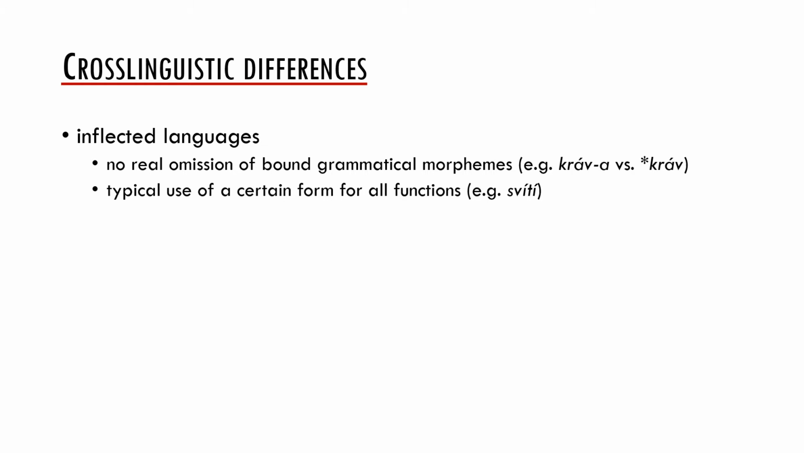On the other hand, in the highly inflectional languages, such as in various Slavic languages, many findings would be somehow different. For example, in Czech, infants do not omit bound grammatical morphemes such as endings. The word kráva, a cow, is not reduced to the stem as kráv. However, this does not mean that the children do not struggle with the grammatical system too. Typically, children at first use only one form for the whole paradigm, such as svítí, which means it shines, and only later they start to acquire other forms.